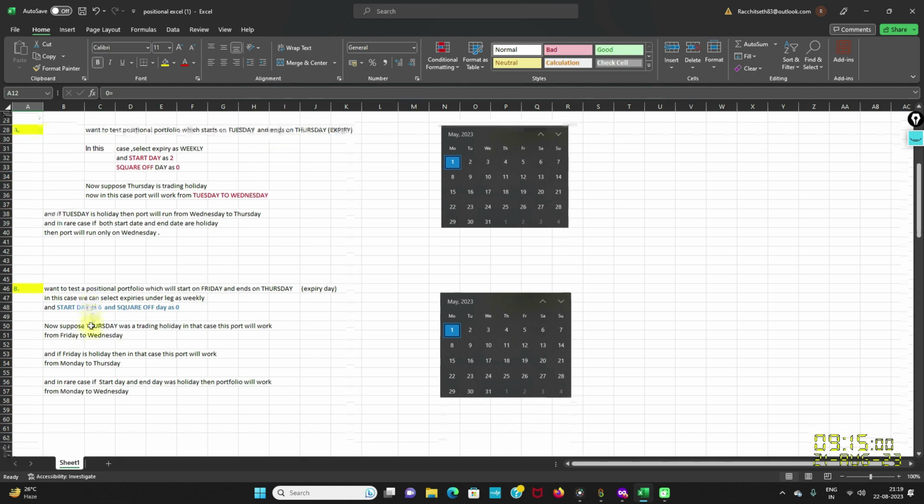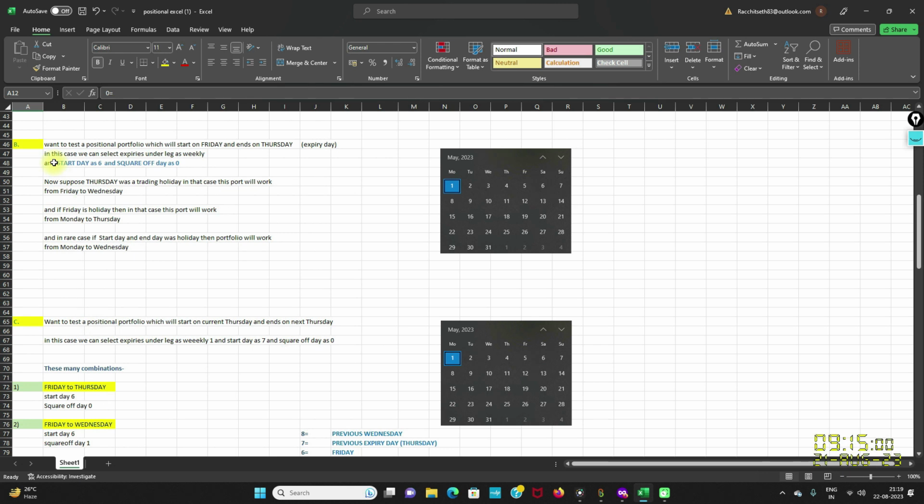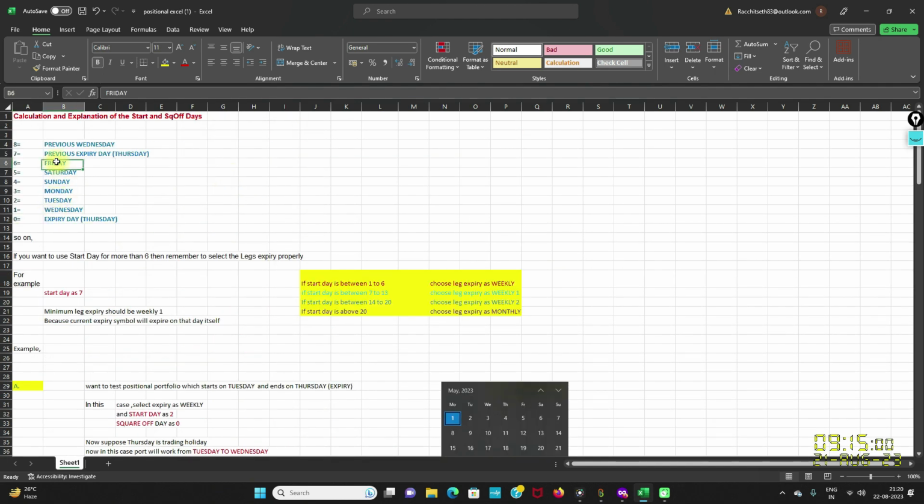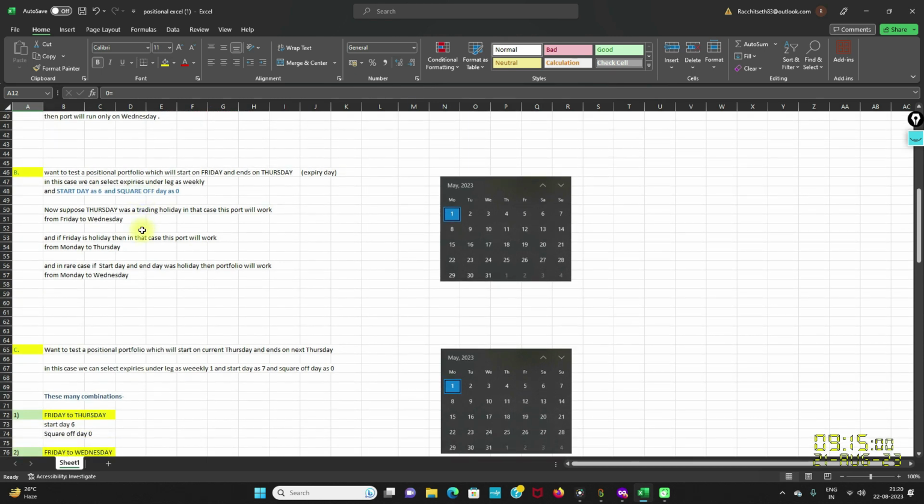Now, moving forward to another example. Suppose you want to test a positional portfolio which will start on Friday and end on Thursday. Thursday is your expiry day for Nifty and Bank Nifty, so we can select expiries under leg as weekly. The start day will be 6 and the square off day will be 0, because you want to start on Friday and end on Thursday. Friday is assigned 6 and Thursday is 0. So 6 and 0 will be the combination for start day and square off day.